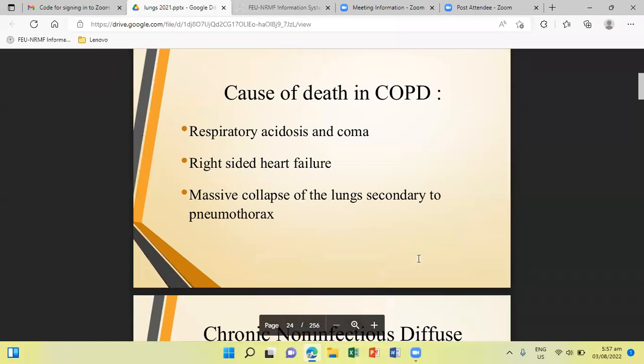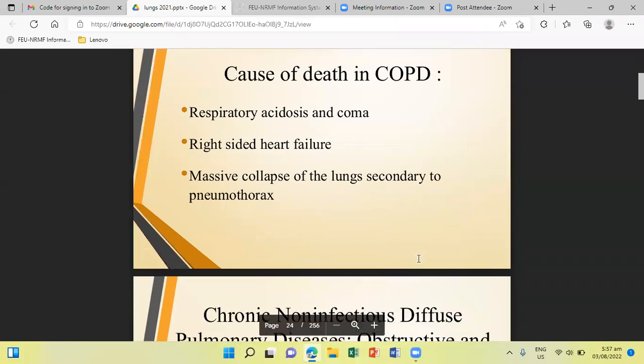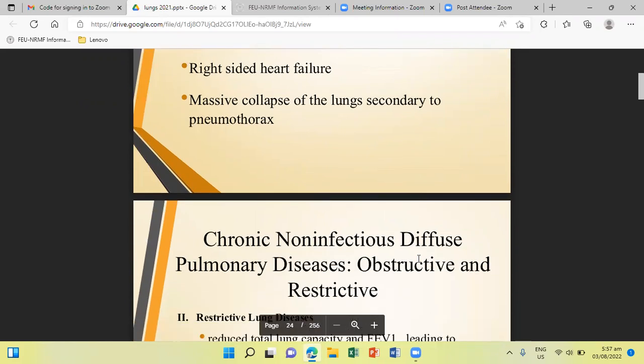The usual causes of death in COPD are as follows. The hypoxemia, as I have said, may lead to respiratory acidosis. It may go into a complication of right-sided heart failure, or massive collapse of the lungs secondary to pneumothorax.